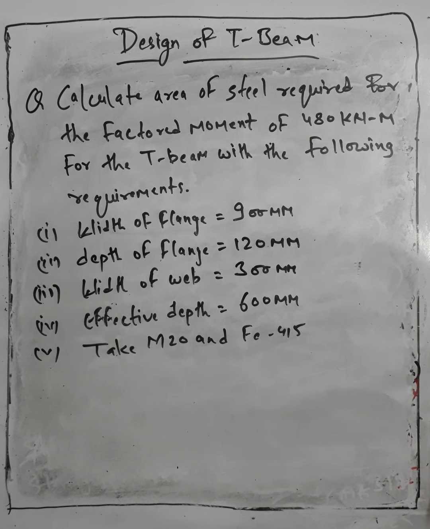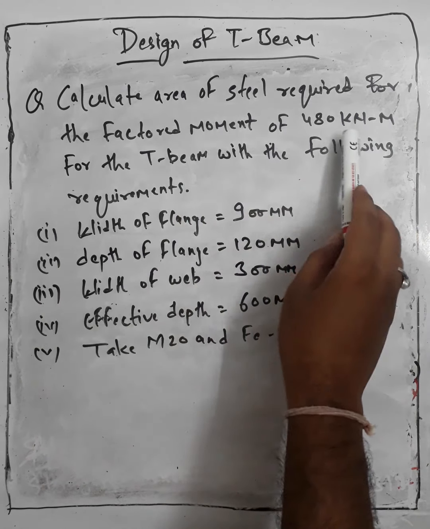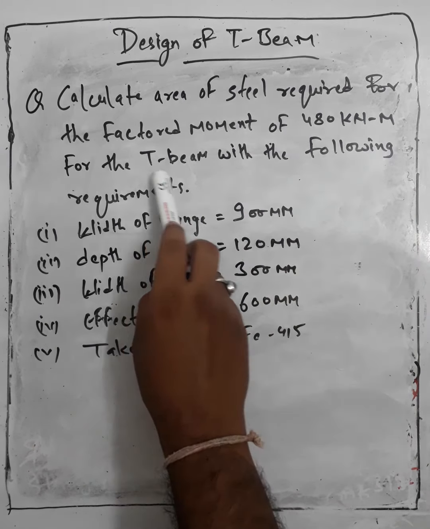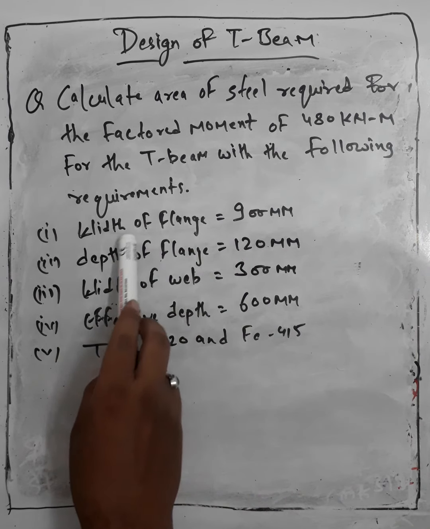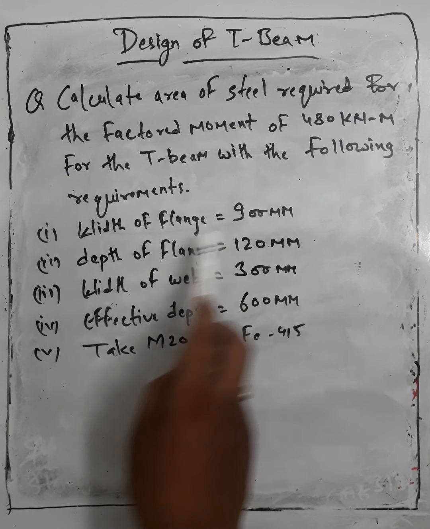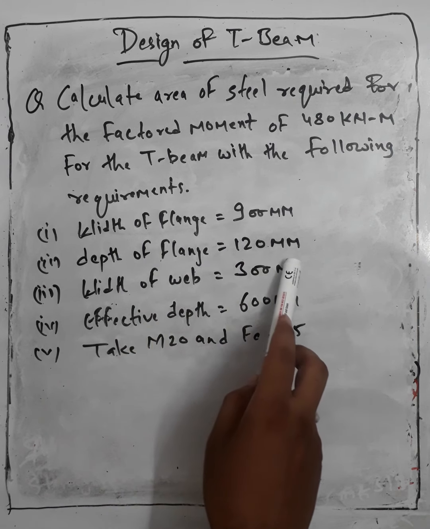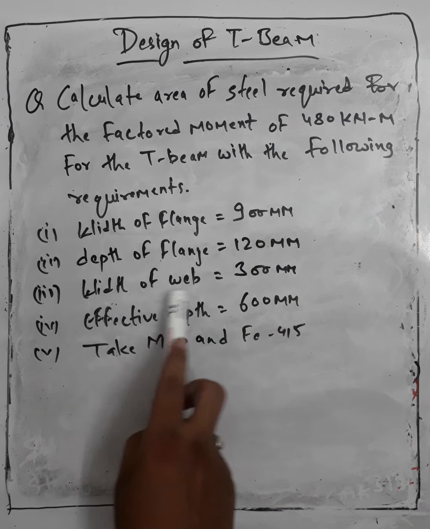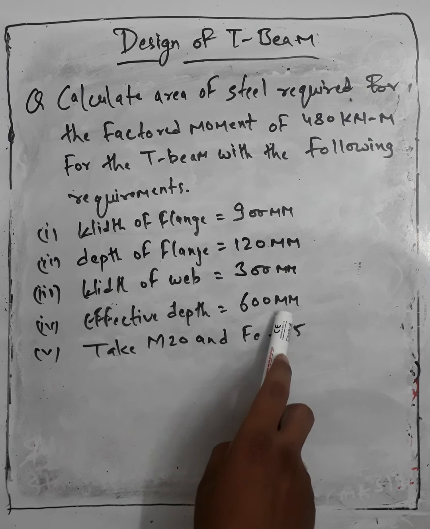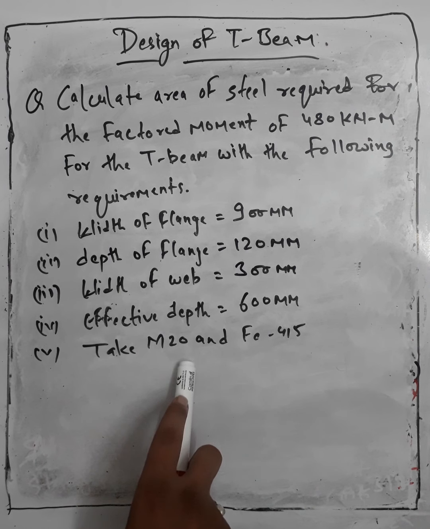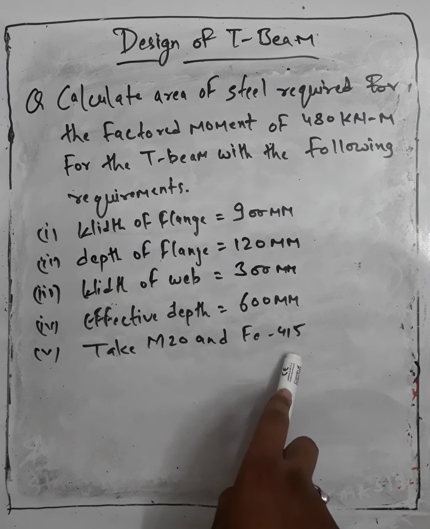So here we have a problem in which we have to find the area of steel required for a factored moment of 480 kilonewton meter for the T-beam with the following requirements. The width of flange is 900 mm, depth of flange is 120 mm, width of web is 300 mm, and effective depth is 600 mm. Take M20 and Fe 415.